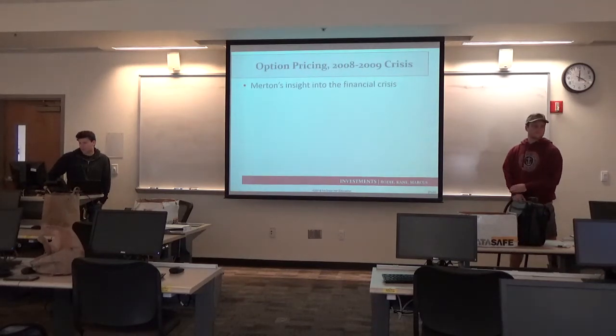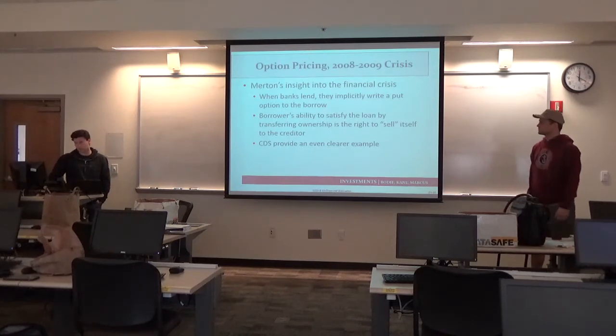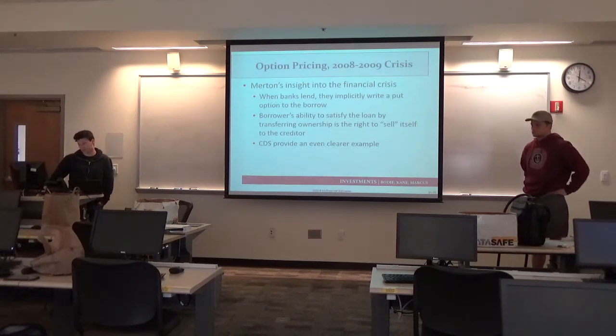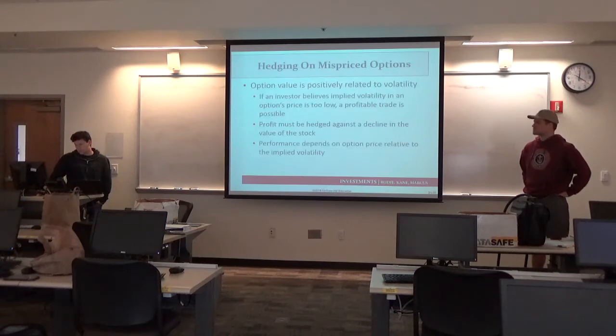Option pricing in the 2008-2009 crisis gives some insight into the financial crisis. When banks lend, essentially they implicitly write a put option to the borrower. The borrower's ability to satisfy the loan by transferring ownership is the right to sell the asset to the creditor. CDS provide an even clearer example: when the firm is strong, the slope is 0; when the firm slips, the implicit put rises and the slope is now steeper. As shown, as I mentioned just now, option value is positively related to volatility.